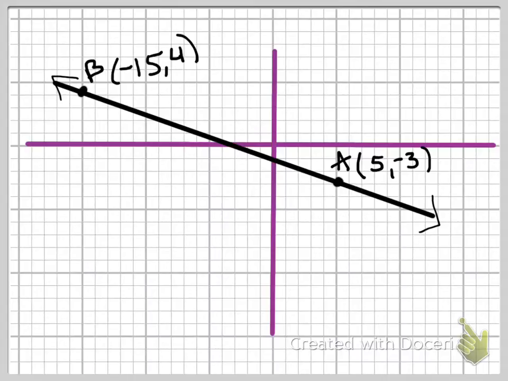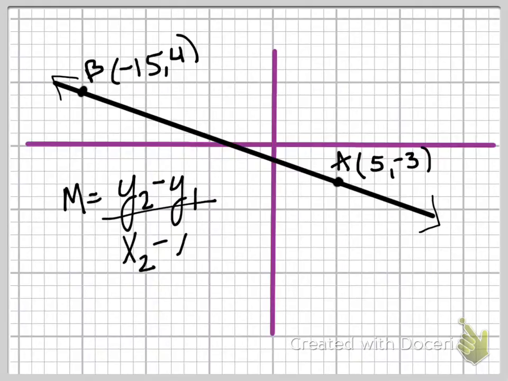The first one is the slope formula. And the slope formula goes something like this. M is equal to y2 minus y1 over x2 minus x1. Now these are subscripts. I just don't say y subscript 2 minus y subscript 1 because that's a whole lot of talk and not as much action as I like. So y2 minus y1 over x2 minus x1.